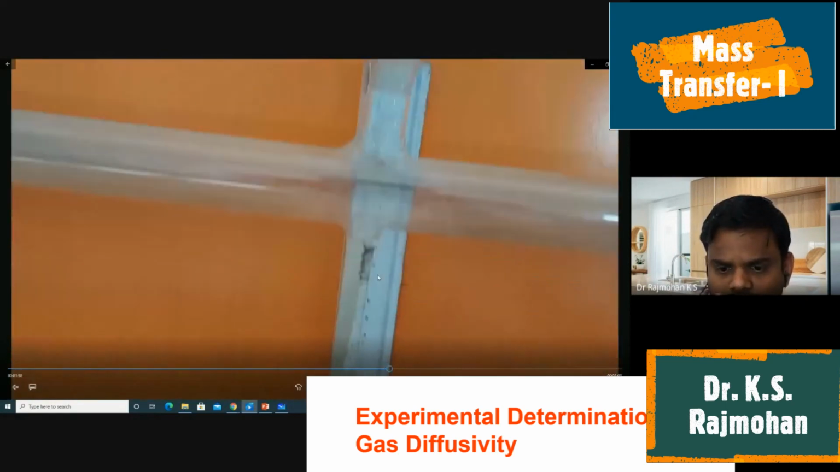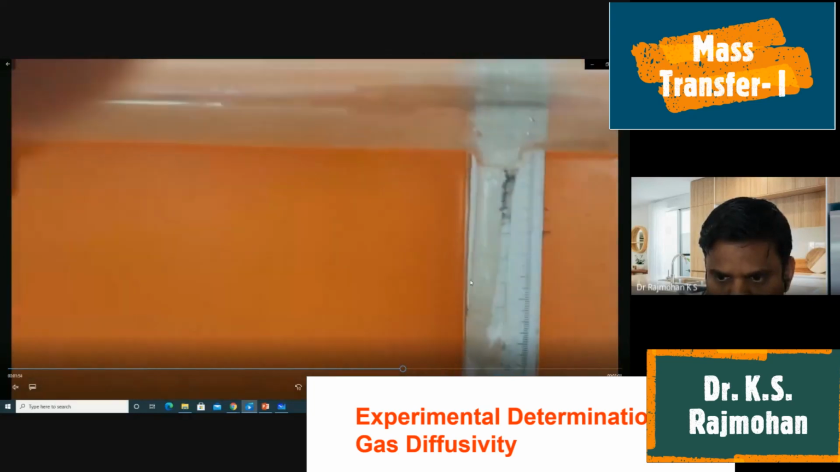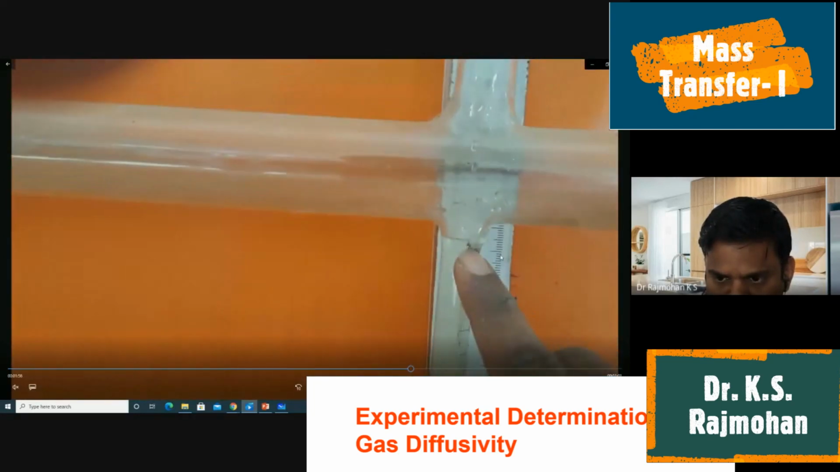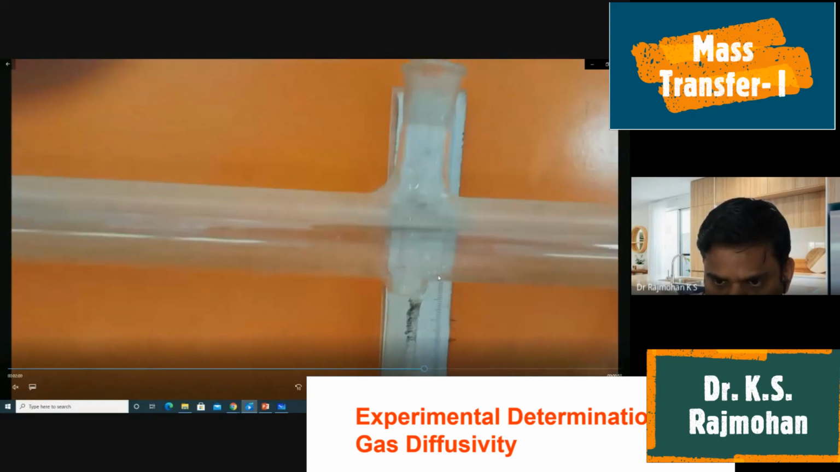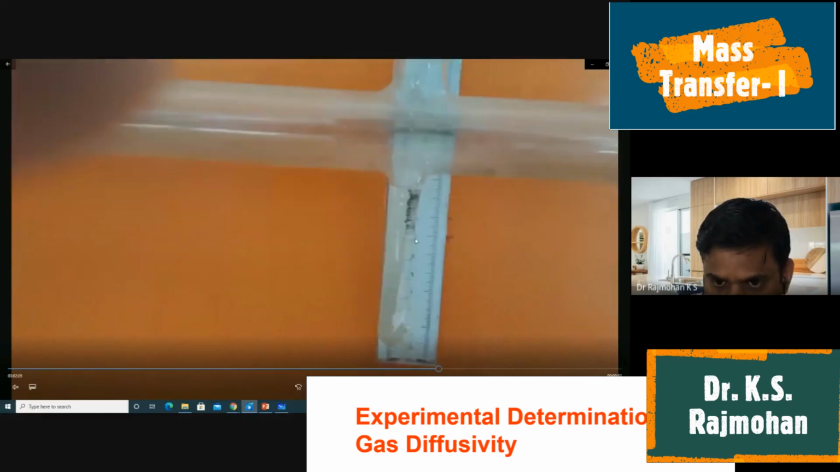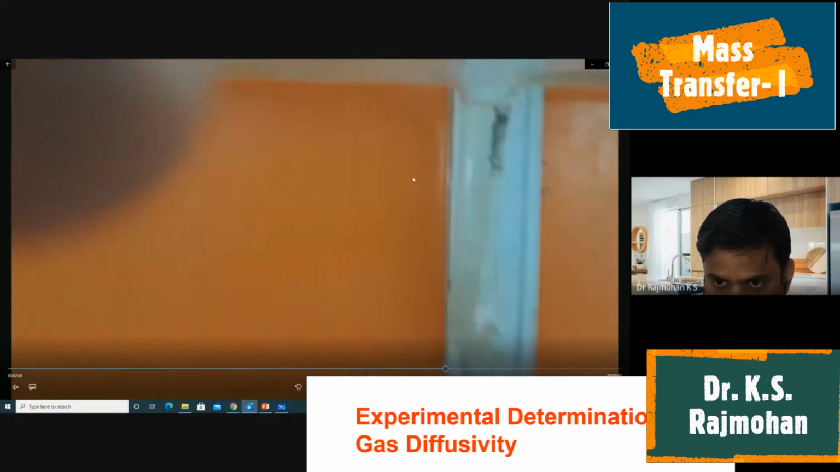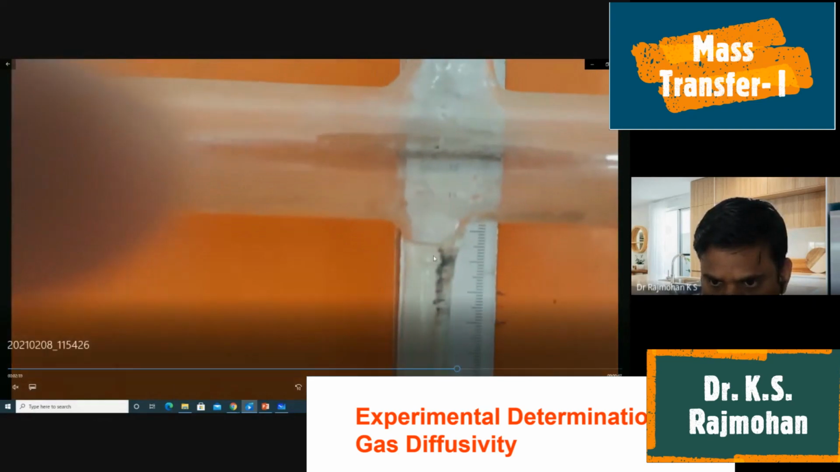If we fill this, what happens? There will be a liquid level, right? We should fill up to a certain level on a scale so that we can measure the level easily. You can see here the liquid level is up to here. Pause it. You can see that I have filled a little extra, but okay.